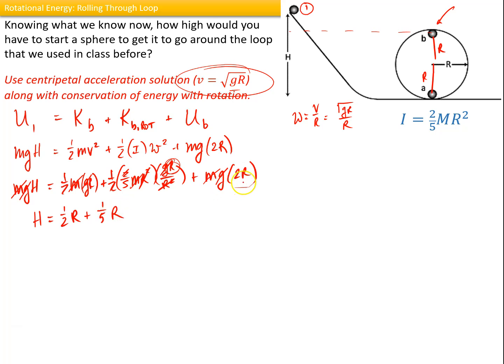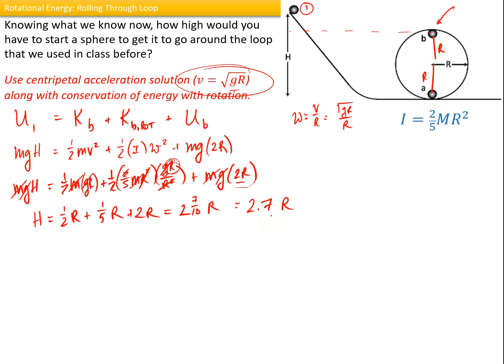And then over here we have another 2r. If we add those up, we get 2r plus a 1/2 plus a 5th. That gives us 2 7/10 times r, which is also known as 2.7r.